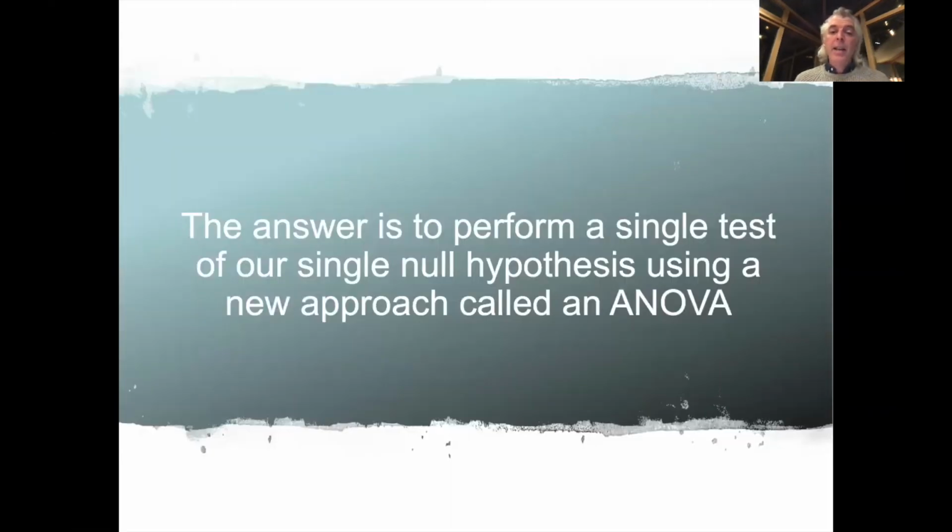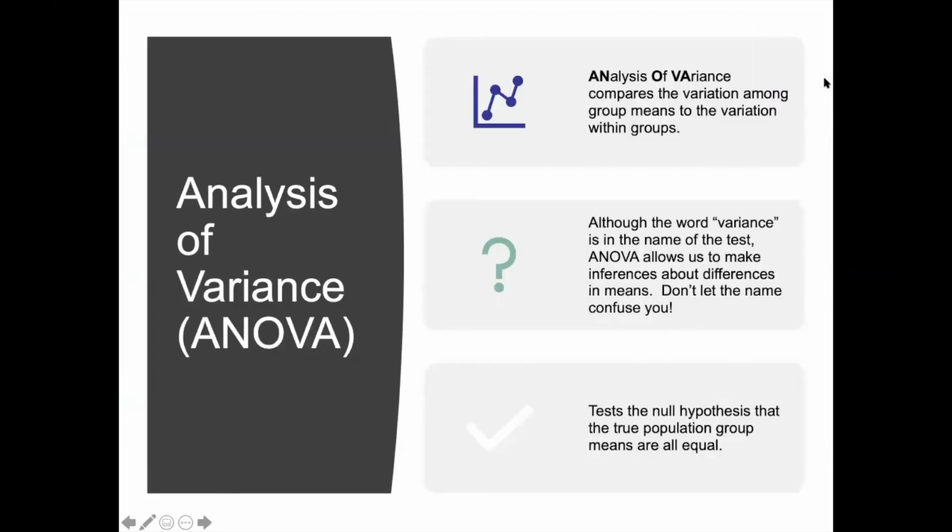So the answer then is not to perform a series of pairwise comparisons across all of our samples, but to instead test a single null hypothesis using a new approach called an ANOVA. Now, ANOVA is an acronym that stands for an analysis of variance. In an analysis of variance, we're comparing sample means across more than two samples. And what we're interested in doing in an ANOVA is to compare how much variation there is among our group means relative to the amount of variation that we have within each of those groups.